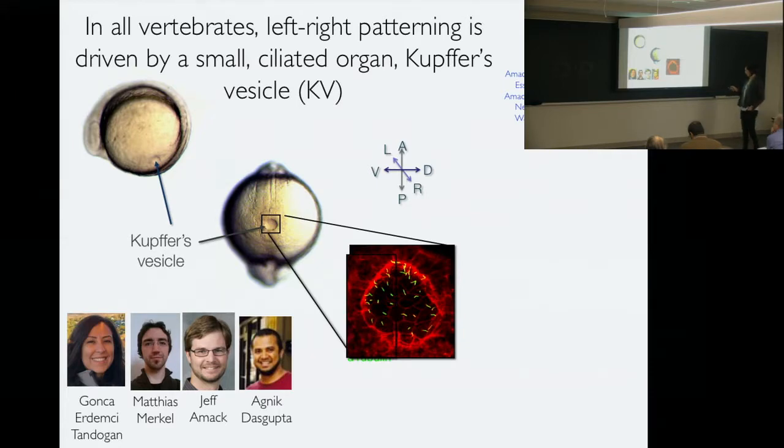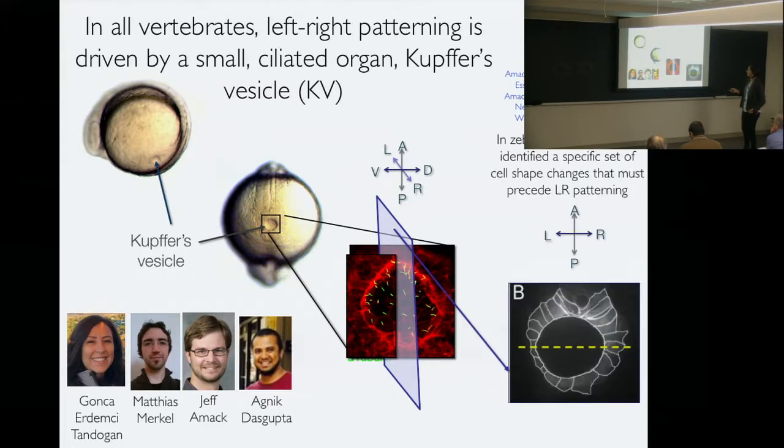I'm not going to go through all of the details because there are a lot of them, but one of my collaborators has shown, so this is the organ. It's a little vesicle surrounded by an epithelial layer, and the epithelial cells are monociliated, so they all stick cilia into the center, and those cilia set up a fluid flow, and that fluid flow is read out to do left-right symmetry. The thing I'm going to focus on is that my collaborator has shown that upstream of all of that, there's a specific set of cell shape changes in this organ that precedes left-right patterning.